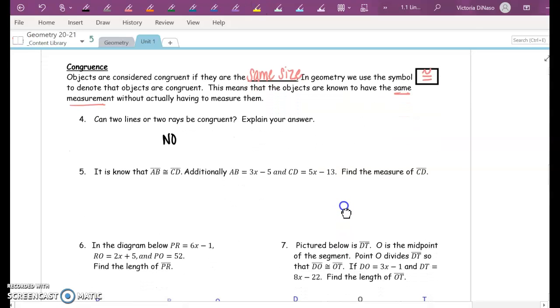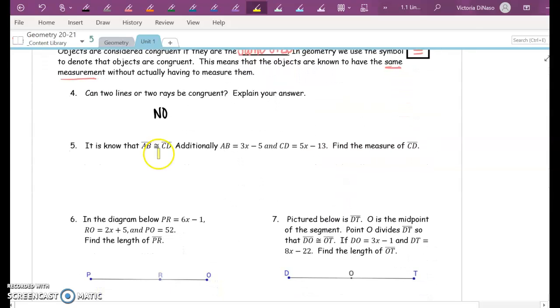Number 5, it says it is known that AB is congruent to CD. So we have that congruent symbol right here. Congruent means equal. It says additionally, we have AB is 3x minus 5, and CD is 5x minus 13. To find the measure of CD, our end goal, we're going to figure out what x is, and then I can input the x into CD to figure out the exact measure.